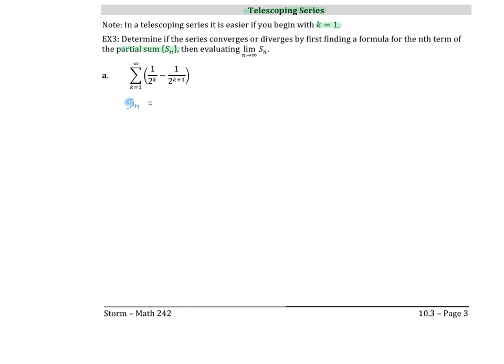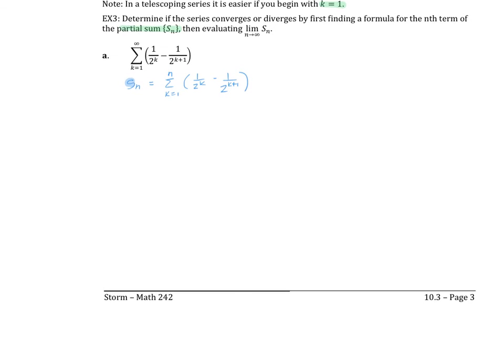S sub n, since I'm starting with k equal to 1, I'm going to end at n. And I need to expand this out. The reason why is because I need to figure out specifically an expression for S sub n. Remember in the very first section, 10.1, these partial sums, we actually computed our S sub n. Well, we still have to do that. Our S sub n is not simply 1 over 2 to the k minus 1 over 2 to the k plus 1. So I'm going to expand this out.